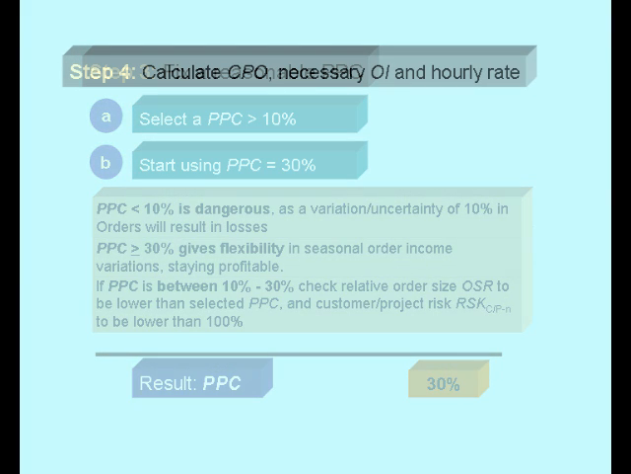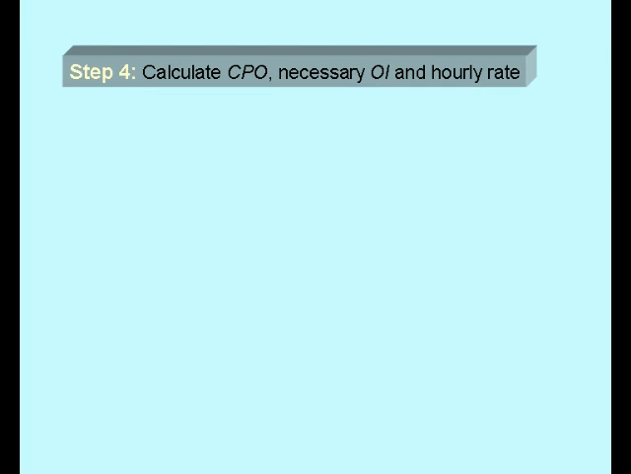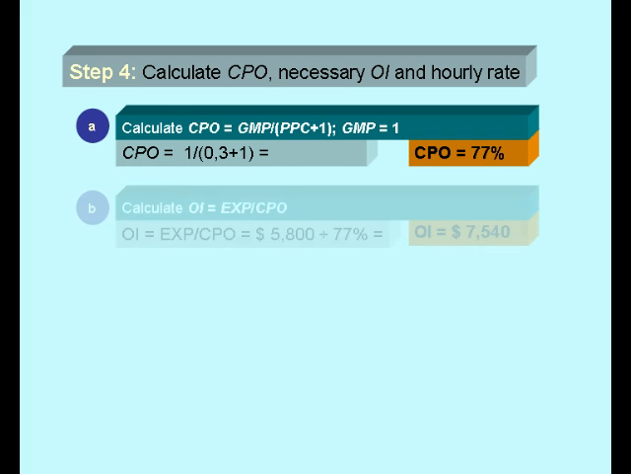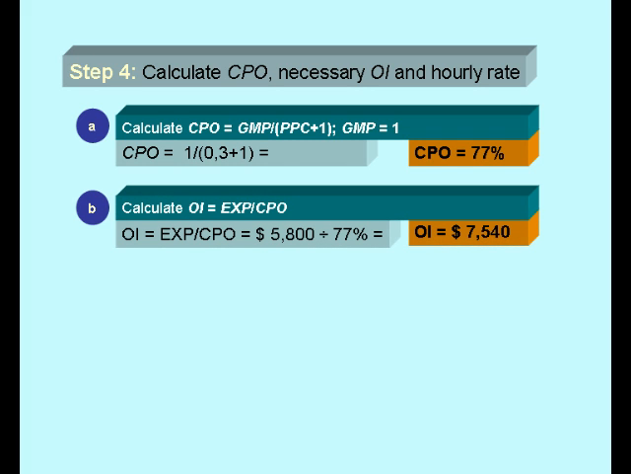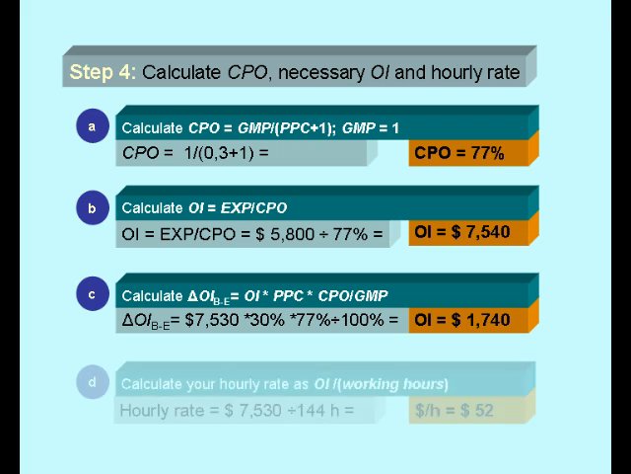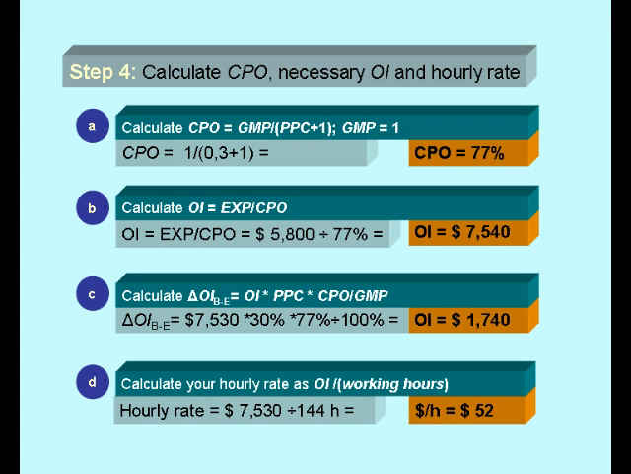Having fixed these parameters, in step 4 of the procedure, we now can calculate the cost per order, the necessary order income, and the hourly rate using the relationships we have developed in the previous parts of the presentations. CPO is gross margin percentage over PPC plus 1. We get as a result 77%. The order income is expenses over CPO, resulting in $7,540. The delta order income break even is $1,740 and the hourly rate is $52.